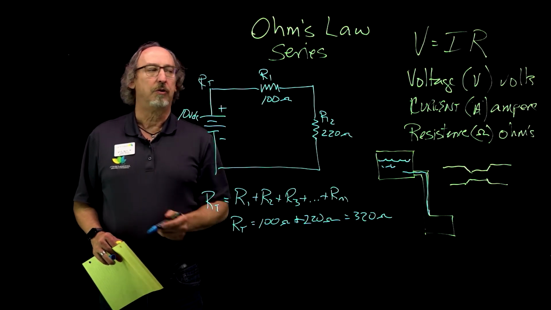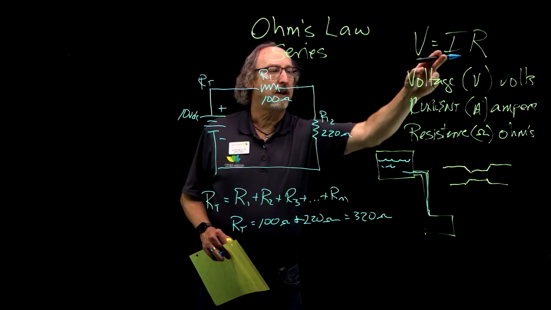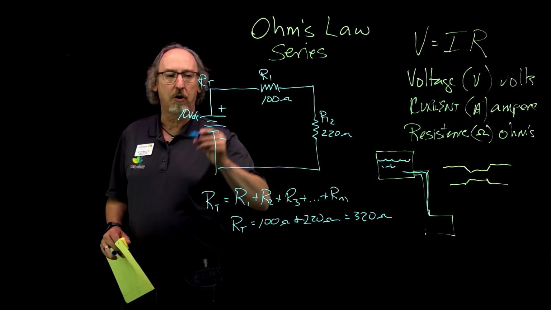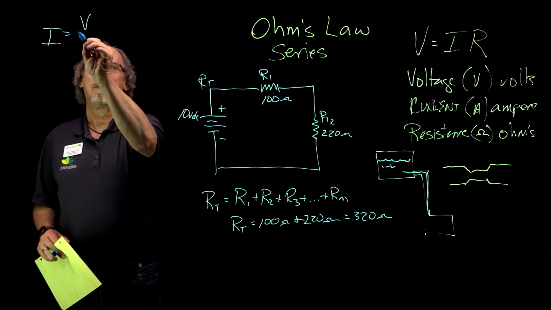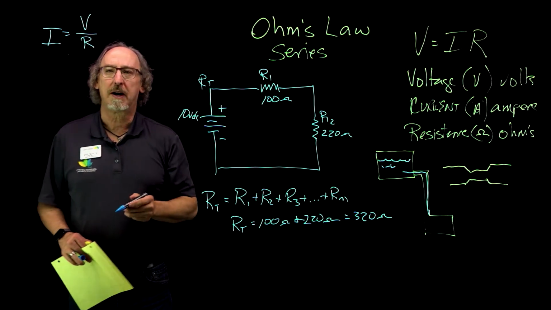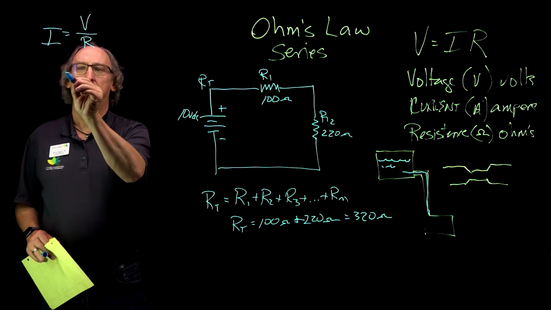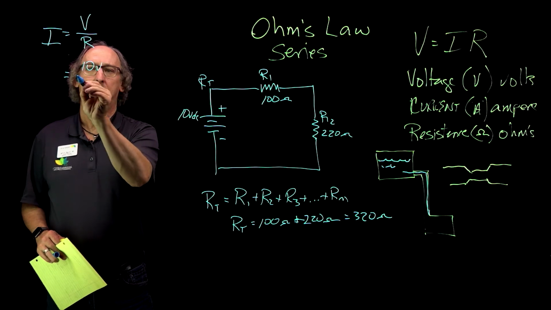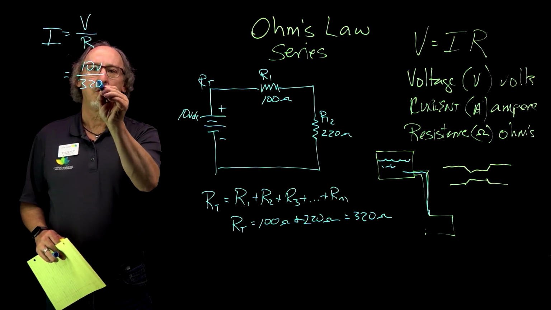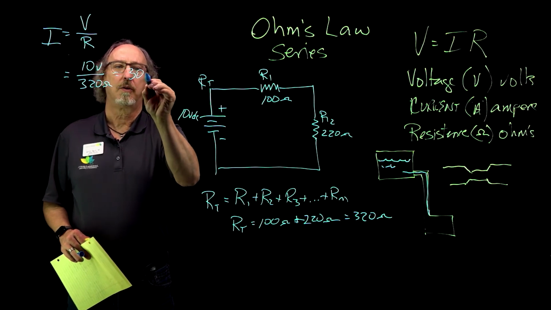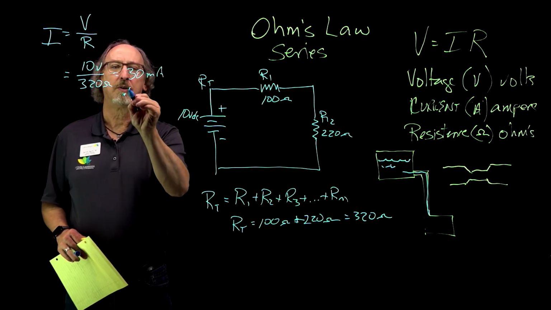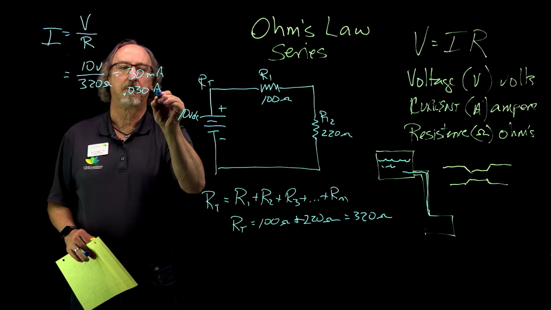We have a voltage. So if I want to calculate my total current for the circuit, I'm looking at current equals voltage divided by resistance. I have 10 volts, 320 ohms, and that comes out to about 30 milliamps, or 0.030 amps.